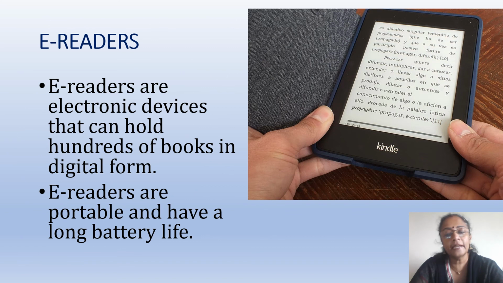The last one is an e-reader. An e-reader is an electronic device which holds hundreds of books in a digital form. The e-reader is portable and has a long-life battery. Whatever books you want, you can download into your e-reader and read at your own convenience. Because it gives and stores a lot of information, the e-reader is also a new form of ICT tool.